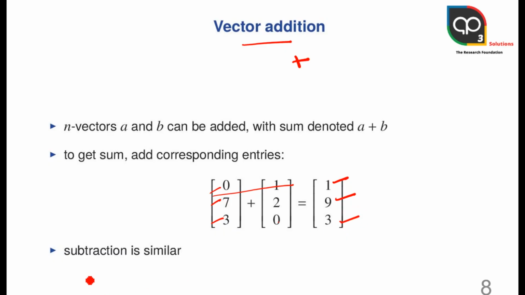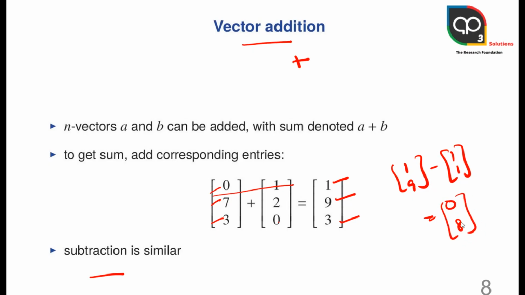And of course, vector subtraction is similar. Kindly observe, if I write the vector 1 and 9, of size 2, with another vector 1 and 1 of size 2, and subtract both, 1 minus 1 is 0, 9 minus 1 is 8. Of course, this is the resultant. The result of vector subtraction is called the difference of two vectors.